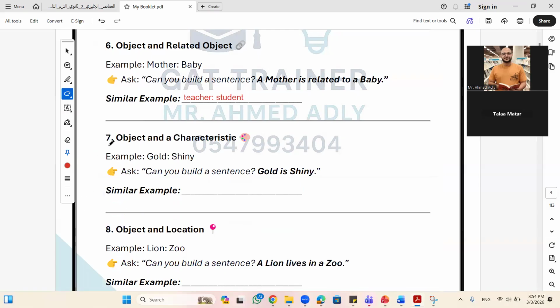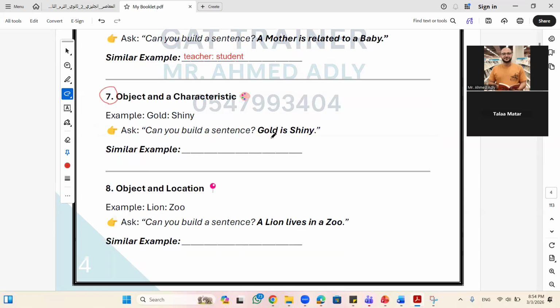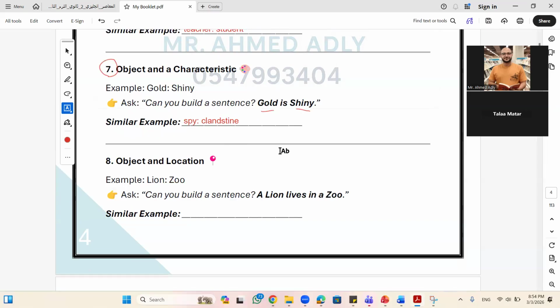An object and a characteristic. By the way, this is one of the most common analogy questions that appear in examinations. Like gold is shiny. A spy is clandestine. Clandestine means secret. I saw this question in one of the recent examinations. So a spy should be clandestine, I mean secretive. So this is the object and this is one of its characteristics.